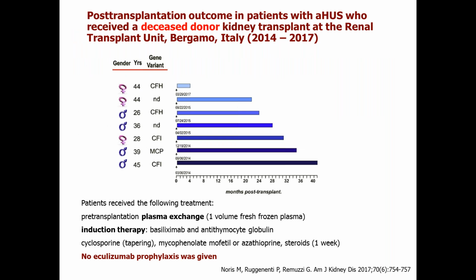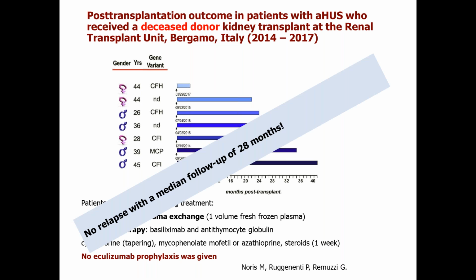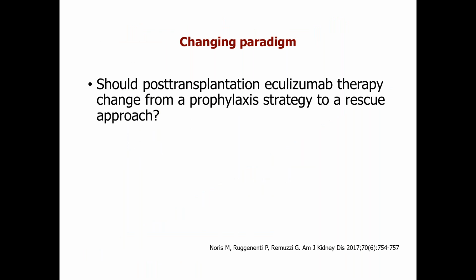Again, a similar study, but from deceased donor kidney transplants reported by Bergamo group. There were 7 patients who received pre-transplantation plasma exchange, induction therapy with Eculizumab, low-dose cyclosporin, and no Eculizumab prophylaxis, and no relapse of this patient series with a median follow-up of 28 months. So in well-selected donor recipient pairs, independent of whether it is from a living donor or from cadaveric donor, this transplantation under close monitoring could be done even in end-stage renal disease recipients due to atypical aHUS.